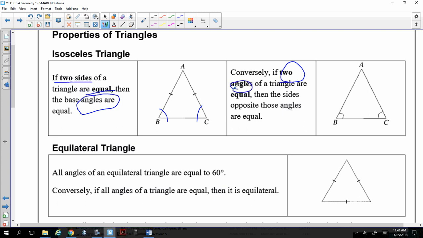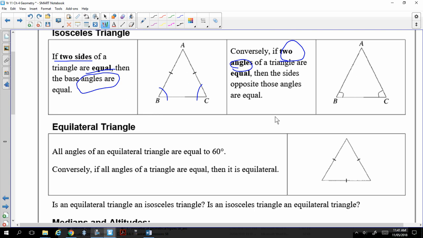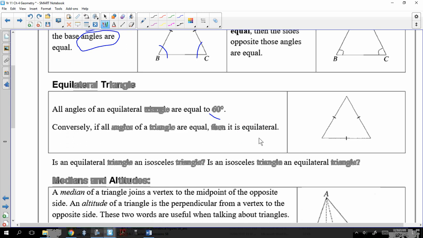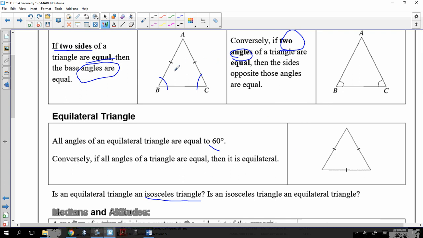Then there's the equilateral triangle. All angles are equal to 60. All sides are equal. Conversely, if all the angles are equal, it must be equilateral. The next question we're going to ask ourselves is, is an equilateral triangle isosceles? Does it have all the properties of isosceles? Yes, it does. So, yes. Is isosceles equilateral? No. So, isosceles is more general.